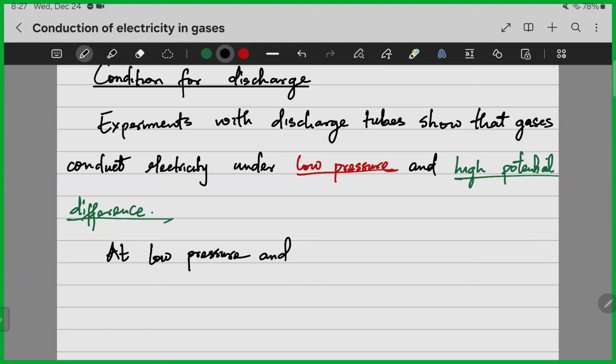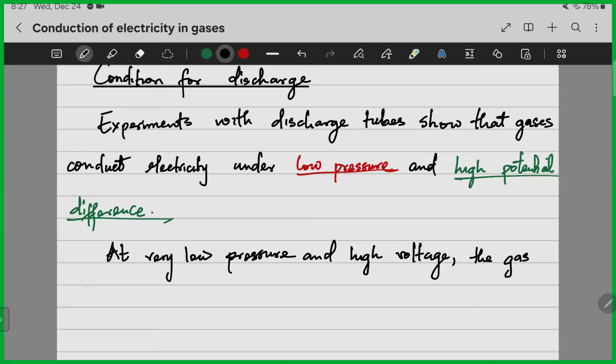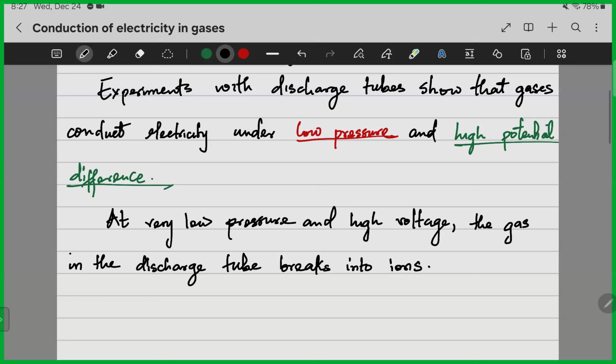At very low pressure and high voltage, the gas in the discharge tube breaks into ions. Positive ions move toward the cathode.